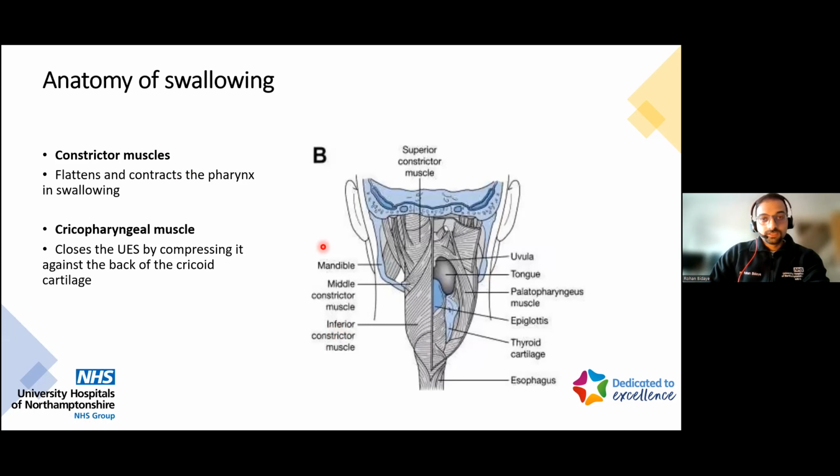The constrictor muscles are the ones which flatten and contract the pharynx while swallowing. And the cricopharyngeus, which is at the upper end of the esophagus, closes the upper end by compressing it against the back of the cricoid cartilage somewhere over here.